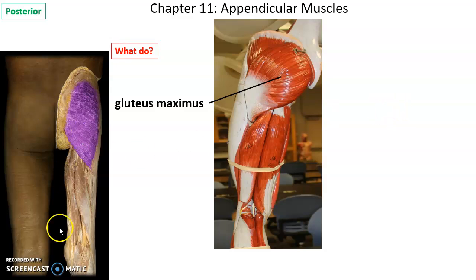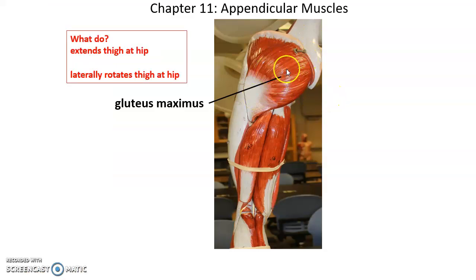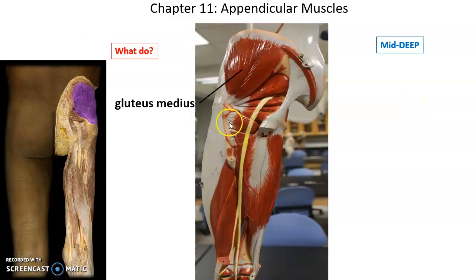Then, flipping over to a posterior view, we have Gluteus Maximus, a nice large buttocks muscle. Gluteus Maximus helps to extend the thigh at the hip, so if the thigh is already flexed somewhat, it can help to extend it, lower it back down, and even hyperextend. And Gluteus Maximus also helps to laterally rotate the thigh at the hip to help pull the knee out laterally.